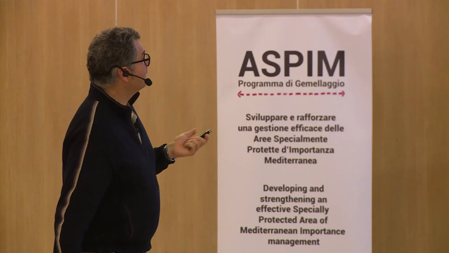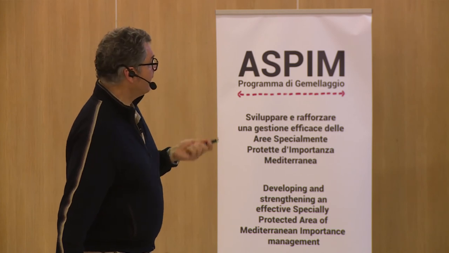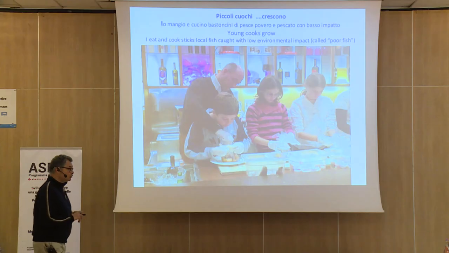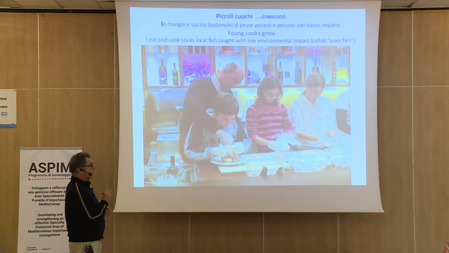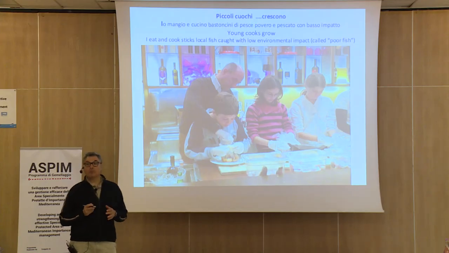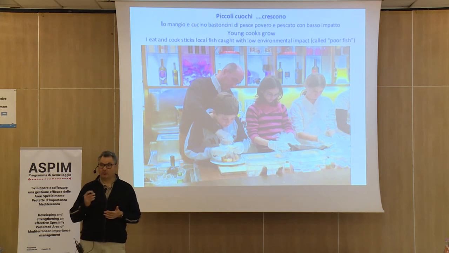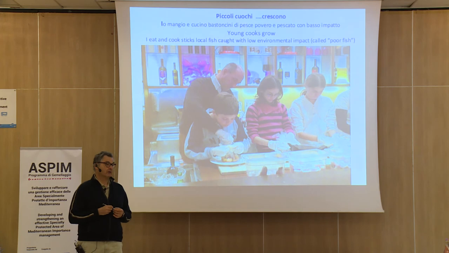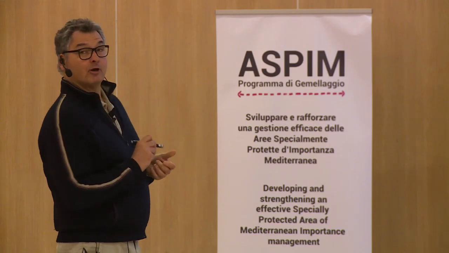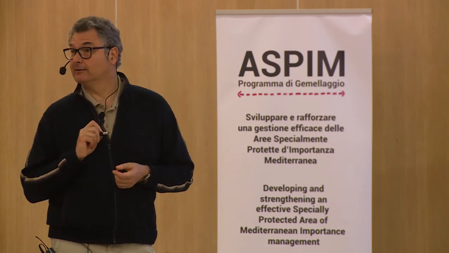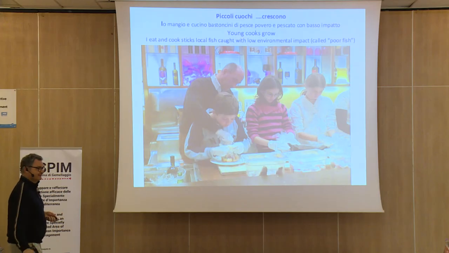And this is my colleague, Maurizio, the director of Miramare, teaching how to cook fish, focused on the pesce povero, poor fish. Poor fish is the poor species, the ones which are never taken into consideration, the discards. We do not provide lessons on the wine. It is not our task.